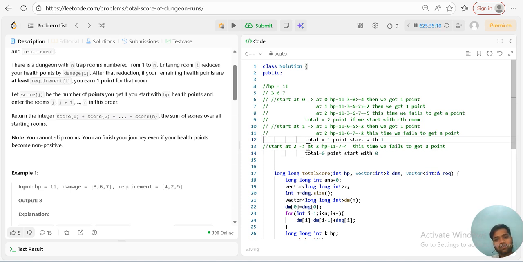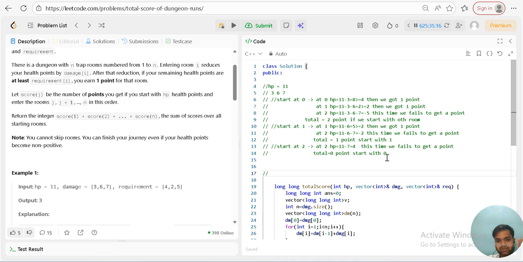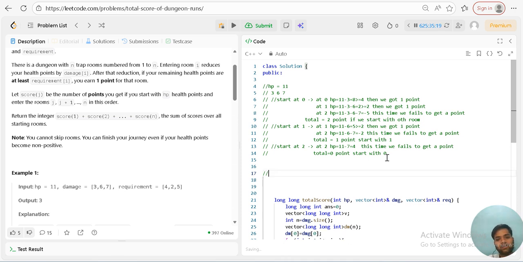Okay, so let's start with the solution of the problem, and what will that be. As we can find, first forget about starting with other points. First start with 0. Whenever I start, each time we have to traverse the whole array, and I have to find whether it is possible to gain a point.